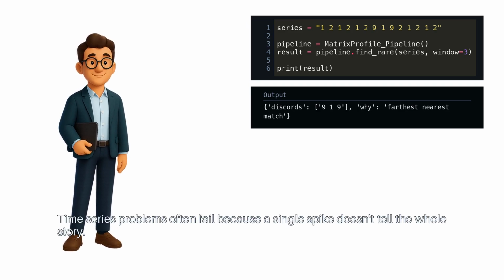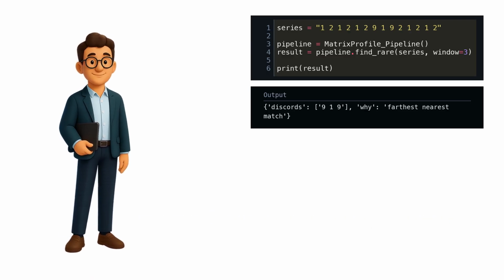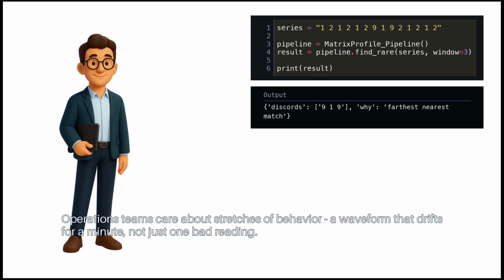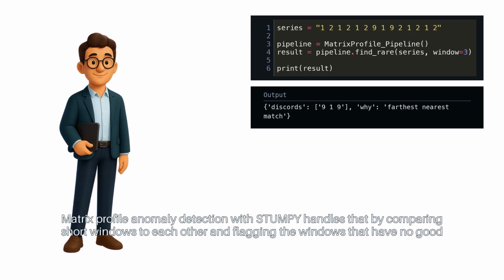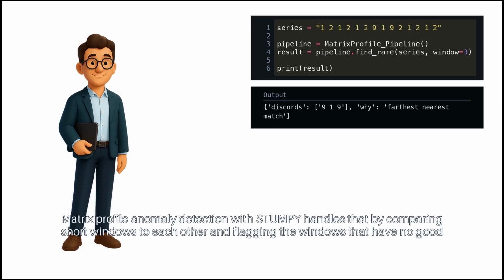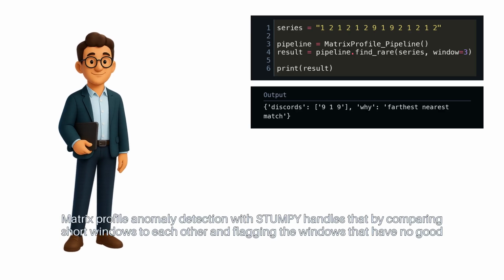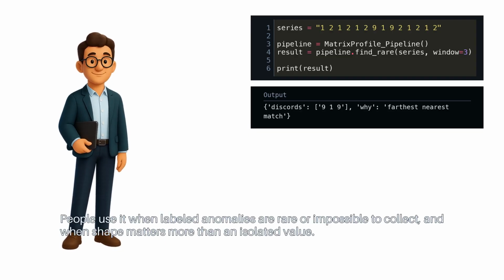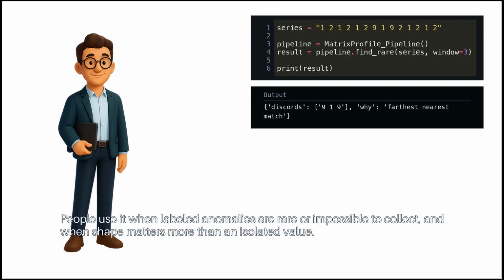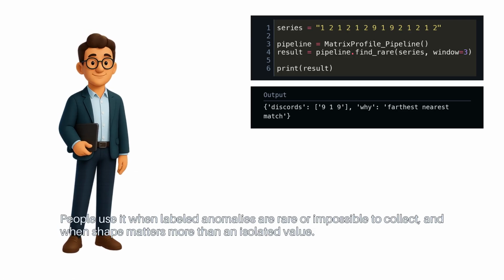Time series problems often fail because a single spike doesn't tell the whole story. Operations teams care about stretches of behavior, a waveform that drifts for a minute, not just one bad reading. Matrix profile anomaly detection with STUMPY handles that by comparing short windows to each other and flagging the windows that have no good match. People use it when labeled anomalies are rare or impossible to collect, and when shape matters more than an isolated value.